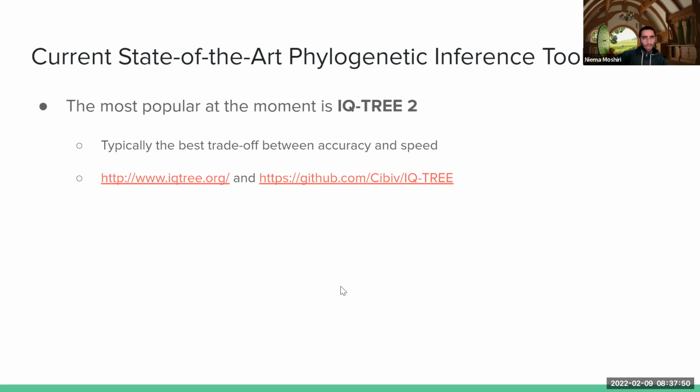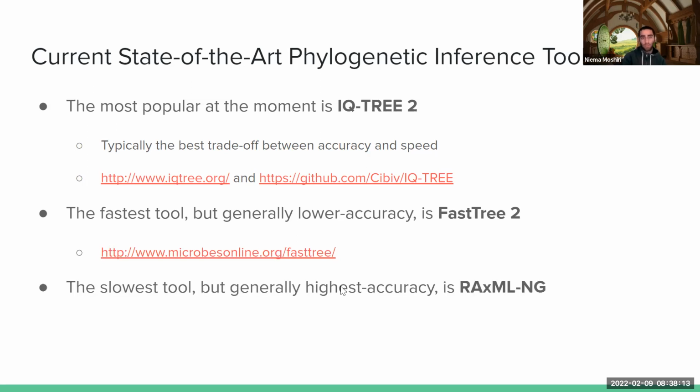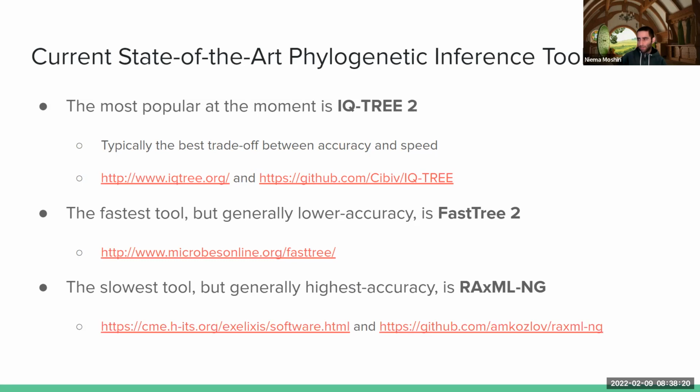I have links in the slides if you want to take a look at the code base. It's a really sophisticated tool and it's super awesome, so I definitely recommend taking a peek under the hood. The fastest tool, but which is generally lower accuracy than the others, is a tool called FastTree2. You can find the source code as well as a description of how it works on its website. And then the slowest tool, but generally the most accurate, is a tool called RAxML-NG. You can find the tool's website and source code here.